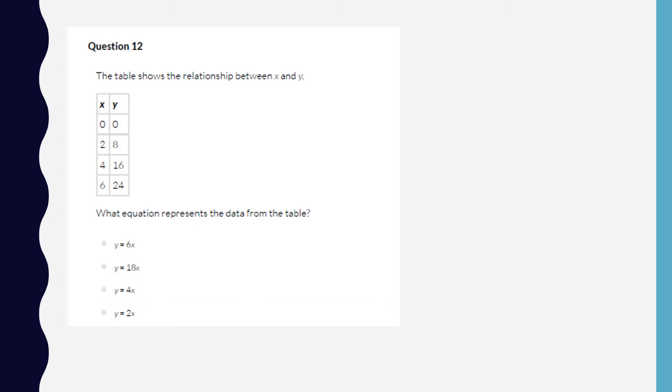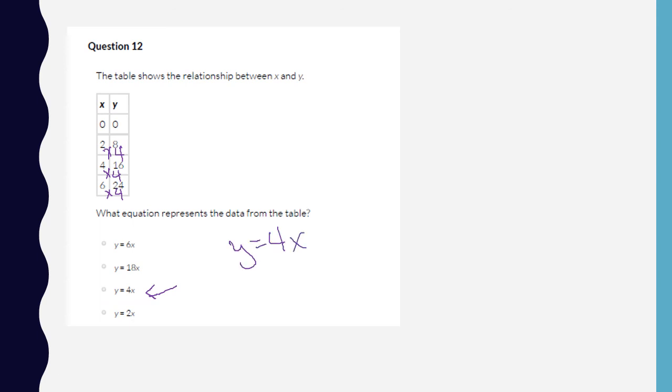The table shows the relationship between x and y. Which equation represents the data? So 0, 0 is not a good point here. I can look at what is happening from 2 to get to 8. I know I had to multiply by 4 to get there, and 4 times 4 would give me 16, and 6 times 4 would give me 24, so I could plug them all in, but this one looks like it could be my answer. Let's just test it just to make sure.